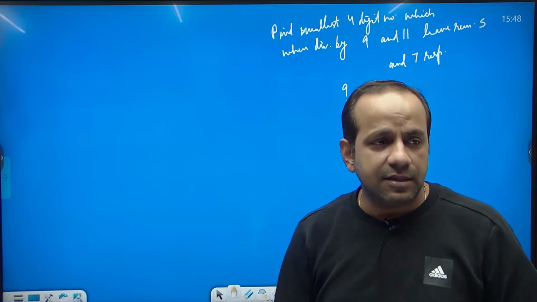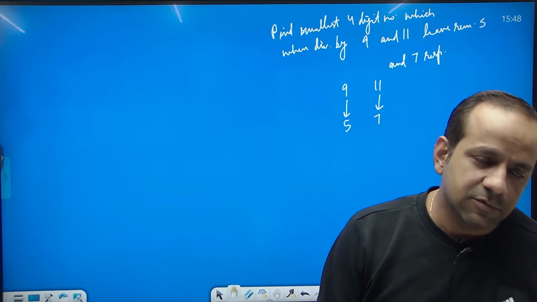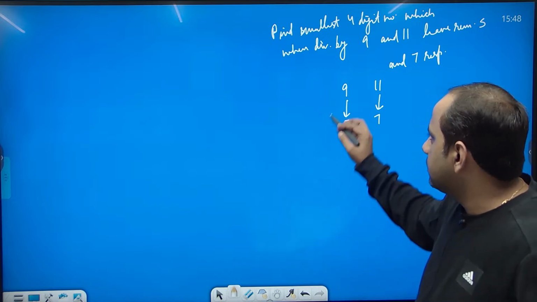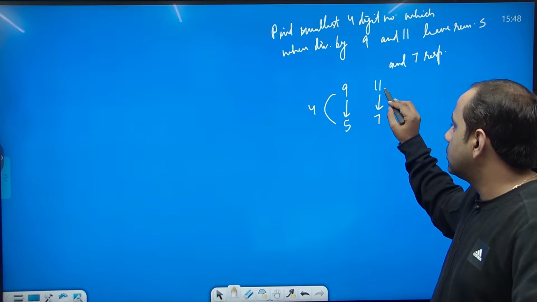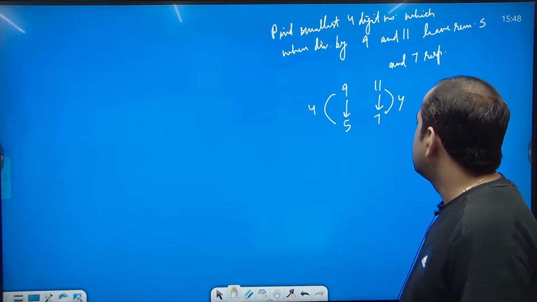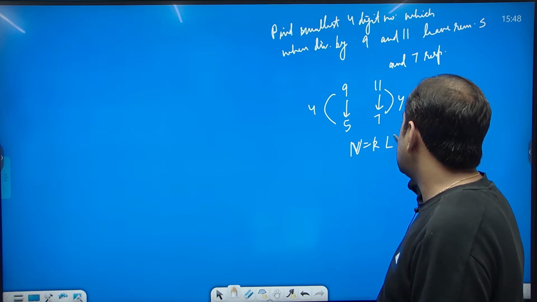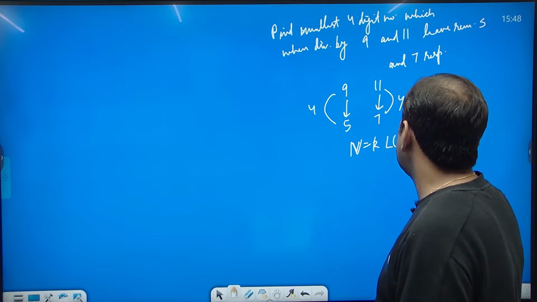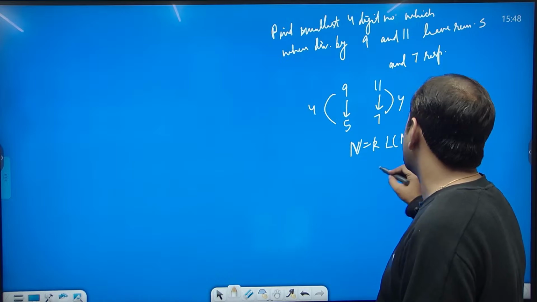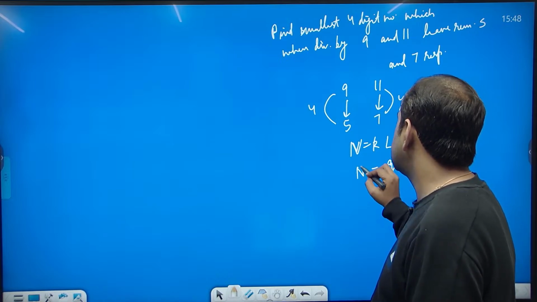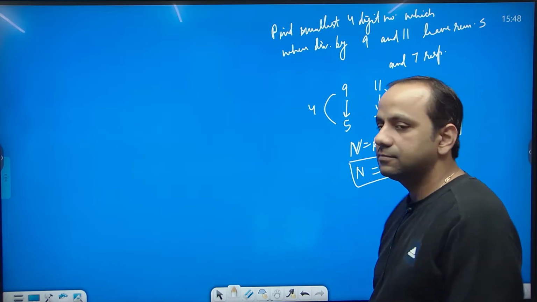अब ये LCM मॉडल 1 है या 2 है? 2 है, क्योंकि रिमाइंडर तो अलग अलग आ रहे हैं, but at the same time difference is same. What is difference here? 4 in both the cases. So number is of the form k into LCM of 9 and 11 minus 4. That means 99k minus 4. This type of number will be there.